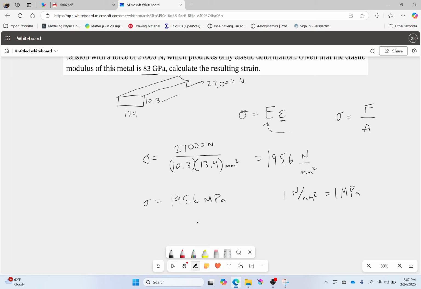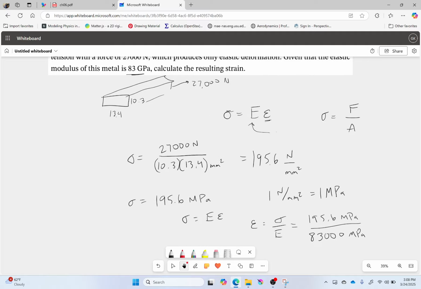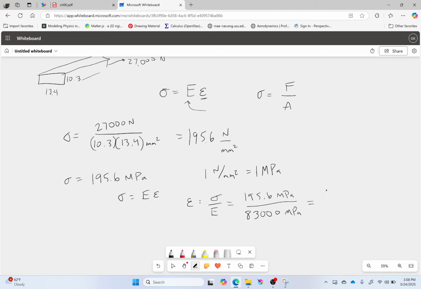There we go. So sigma is equal to my modulus of elasticity times strain. I'll solve for the strain. I get that my strain is equal to my stress divided by the modulus of elasticity. So that would be equal to 195.6 megapascals divided by, that's gigapascals up there, so we make it into thousands of megapascals, 83,000 megapascals. And that comes out to be very, very small. With strain, it should be small. If you get like 1 or 2, you've done something horribly wrong. And so I'll get 2.36 times 10 to the negative third.